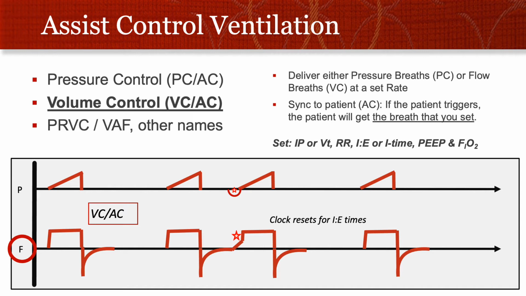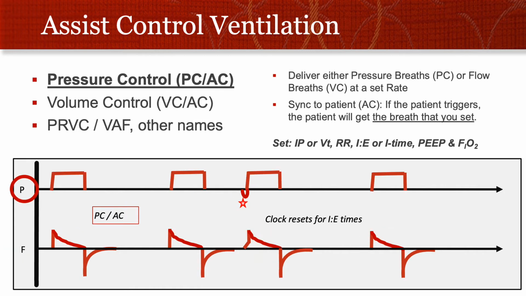So here the vent is marching away at a set rate in a flow mode, so volume control. And now we've added assist control, and that means that if the patient triggers, they get that same flow delivered breath for a set amount of time, and then the clock resets. It's easy for a patient to hyperventilate here because they can breathe in and get 500 mils, and then breathe in and get 500 mils, and then breathe in and get 500 mils. But it's synchronous to the patient and a bit safe.